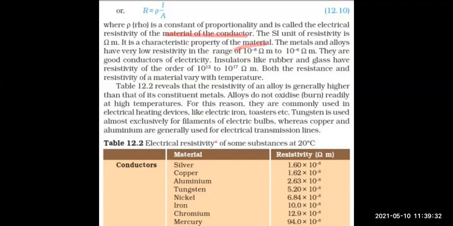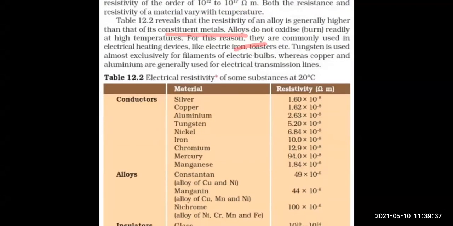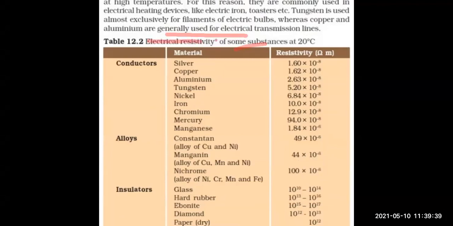So, for example, if you see this table, they have listed the electrical resistivity of the conductors, of the metals. You will see that the electrical resistivity of conductors or metals is in the range of 10 to the power minus 6 to 10 to the power minus 8 ohm meter, right?